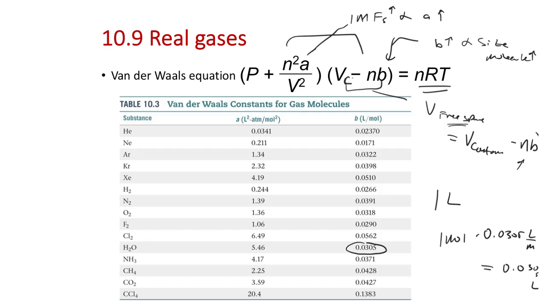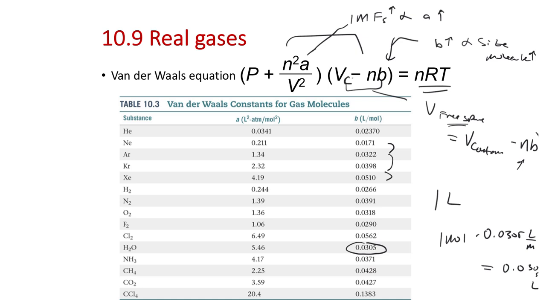So now if we compare a couple values, helium's weird, so we're going to leave helium off this discussion. But if you look at neon to argon to krypton, notice that the B value goes up and continues going up to xenon. So as you go from neon to argon, you're increasing the size of the noble gas.